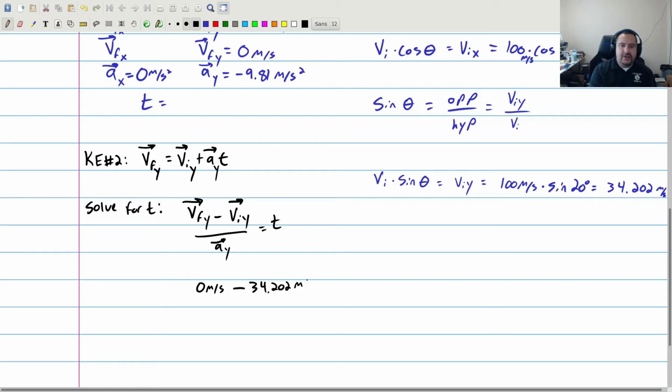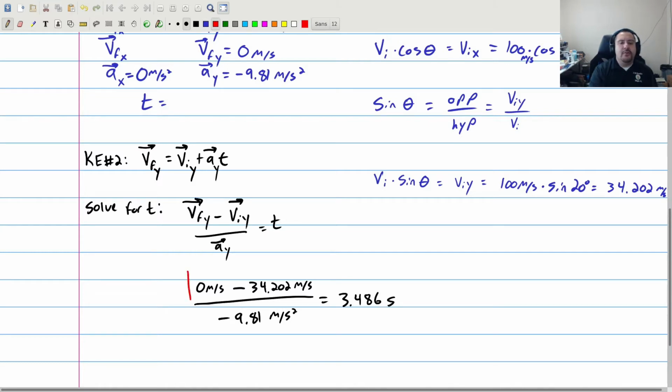34.202 meters per second divided by an acceleration of negative 9.81 meters per second squared. We plug this into our calculator, and when we do that, we get 3.486 seconds. If you're getting a negative number, it's probably how you're plugging it in.